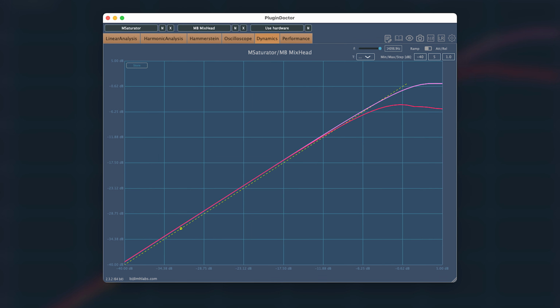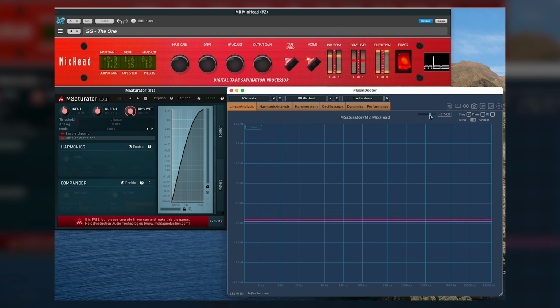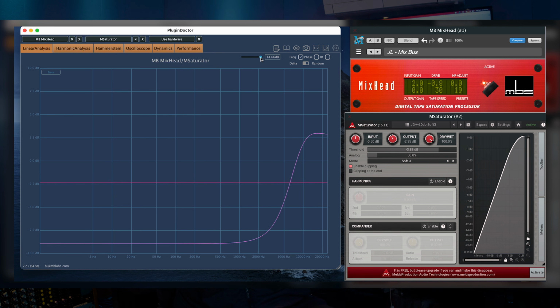So not only do they not match at all frequencies, but also they don't match at all levels because of the dynamics processing that's happening inside of MixHead. You can see that as you turn the level up on both of these units, they don't ever really come back together at all, except for at that one particular setting. And if you drive it even further, you can see that the frequency response starts to change because of the frequency dependent processing that's happening inside of MixHead. But if you were really driving it this hard, you'd be well past the point of distortion.